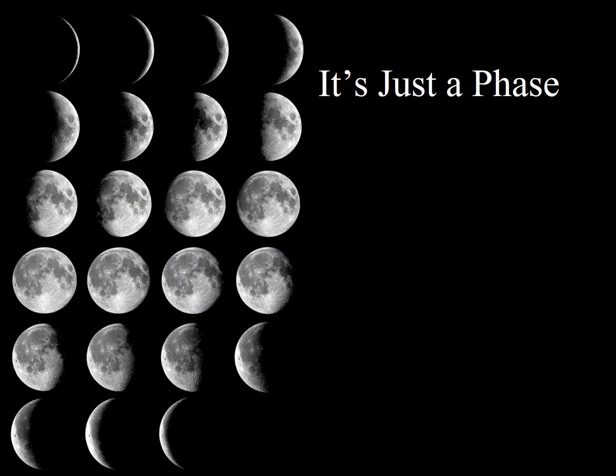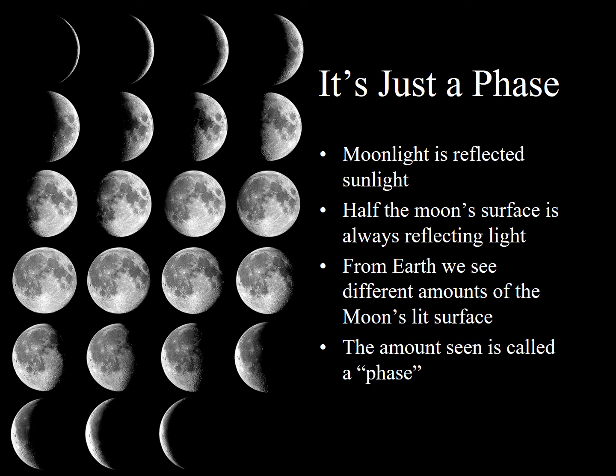Moonlight is reflected sunlight. The sunlight hits the surface of the moon and is reflected to Earth. Half the moon's surface is always reflecting light. From Earth, we see different amounts of the moon's lit surface because we can only see different amounts of the reflected light. The amount seen is called a phase.